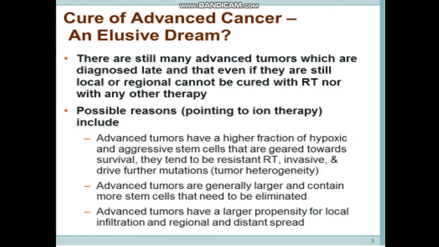Okay, and there are still many advanced tumors which are diagnosed late, and then even if they are still local or regional, can't be cured with radiotherapy nor with any other therapy. Advanced cancer is a term used to describe cancer that is unlikely to be cured. It may be primary or secondary cancer. Although medical treatments may not be able to cure advanced cancer, some treatments may still be able to slow its growth or spread, sometimes for months or even years.